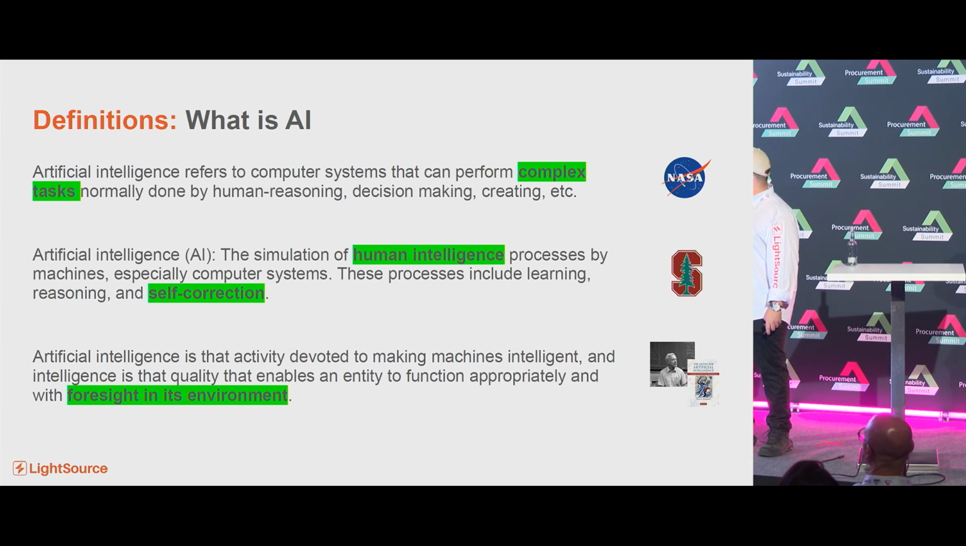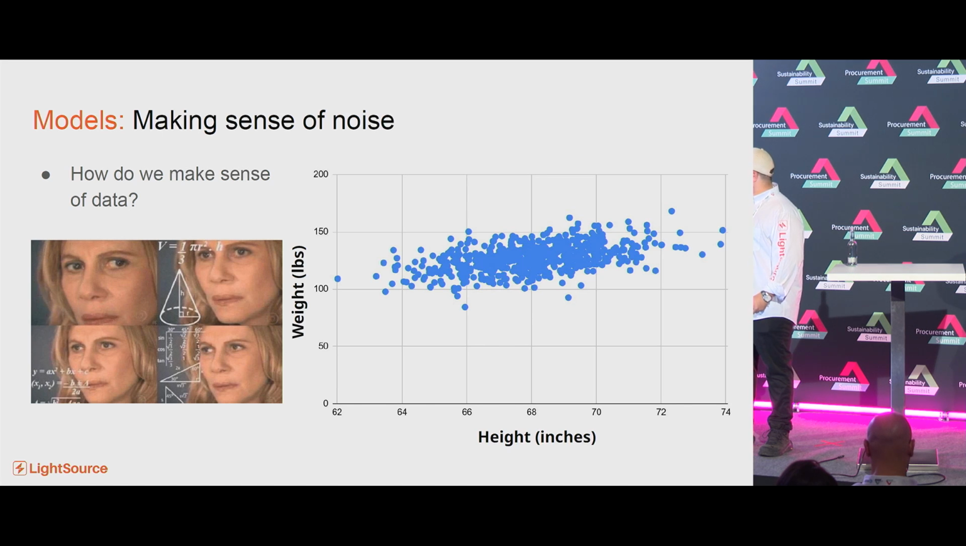In Stanford, they say it's the simulation of human intelligence, including things like self-correction. So maybe it's that environmental awareness or the human element that makes something AI. In the computing world, some folks say it's about foresight into the environment. So it's about something related to the interaction with the space around. But what actually is AI?